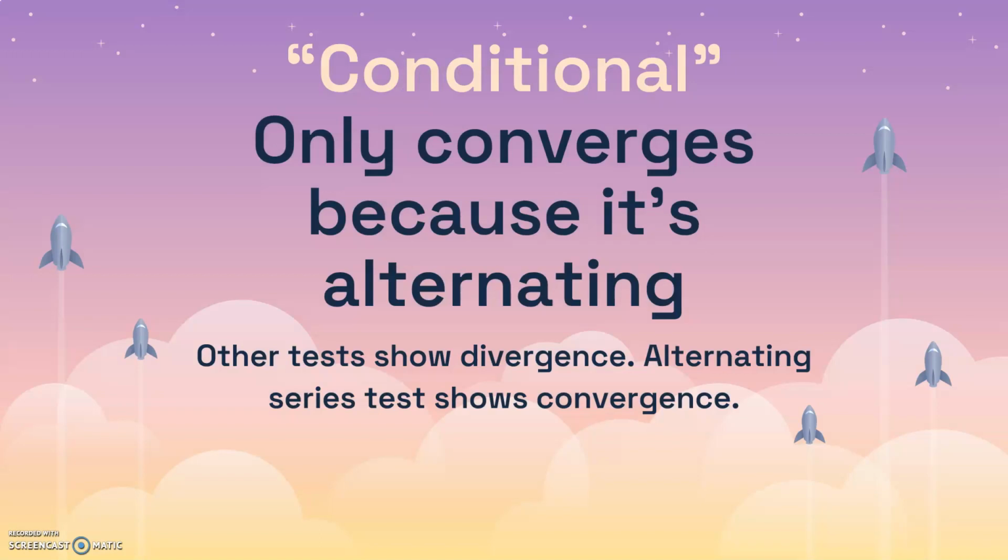You might see, does this series converge conditionally? A series converges conditionally if the only reason it converges is because it's an alternating series. Other tests will show that the series diverges, but if you use the alternating series test, it converges. I guess what I mean is if you have the absolute value of all of your terms, they would diverge.